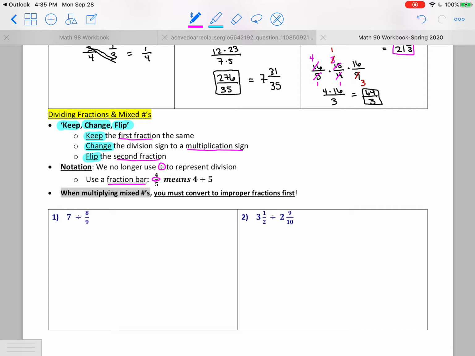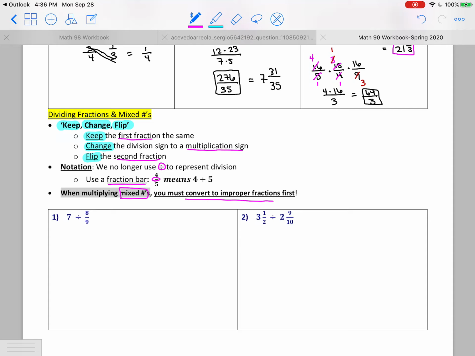So we're going to be taking, of course, these problems that are written with the division sign, and we'll be kind of moving slowly into it, when we start learning about the algebra and pre-algebra work, we're going to move in that direction of using a fraction bar. All right, and once again, when we're dealing with mixed numbers, we always need to convert to impropers first, okay?